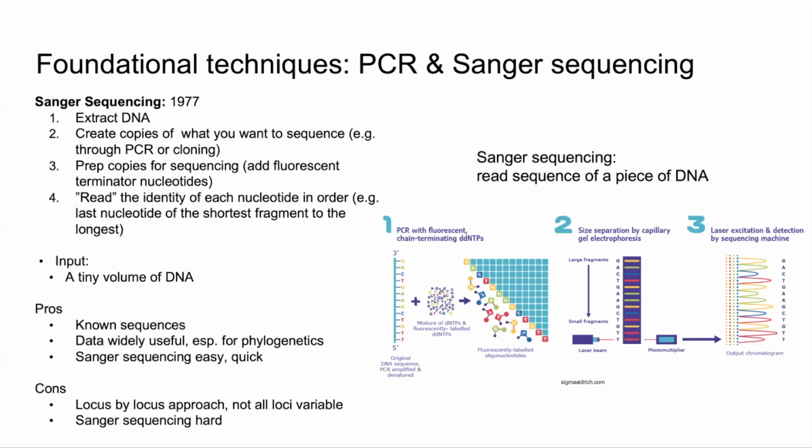You can complete PCR and Sanger sequencing in one day if you'd like to. But the cons here again are that it is a locus by locus approach, and not all of the loci that you're going to be using for this are variable. And Sanger sequencing, as it is a PCR-based approach, can be really difficult to troubleshoot. So there are some drawbacks.